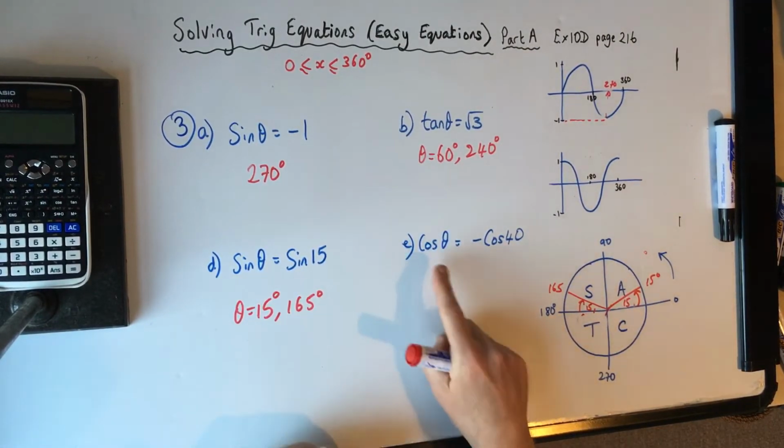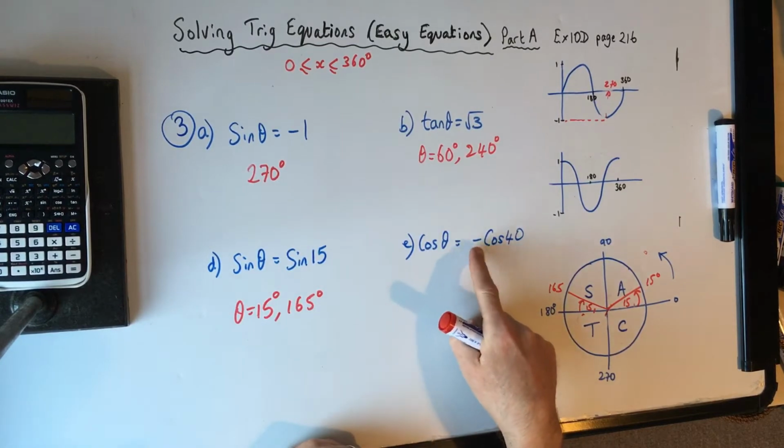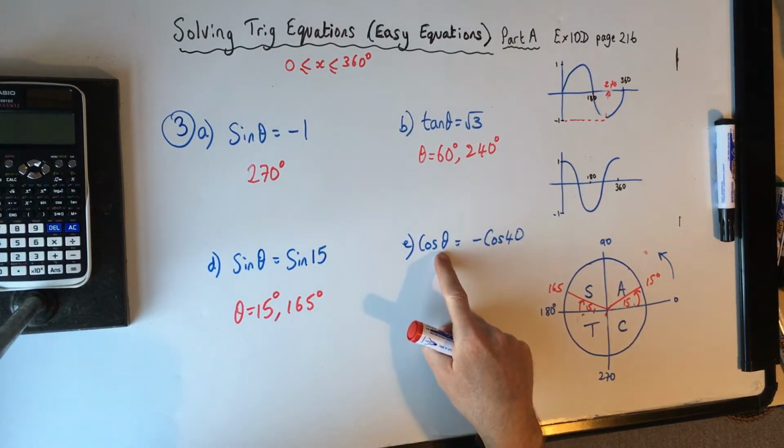This one also, cos theta is equal to minus cos 40. What value can we put in there?